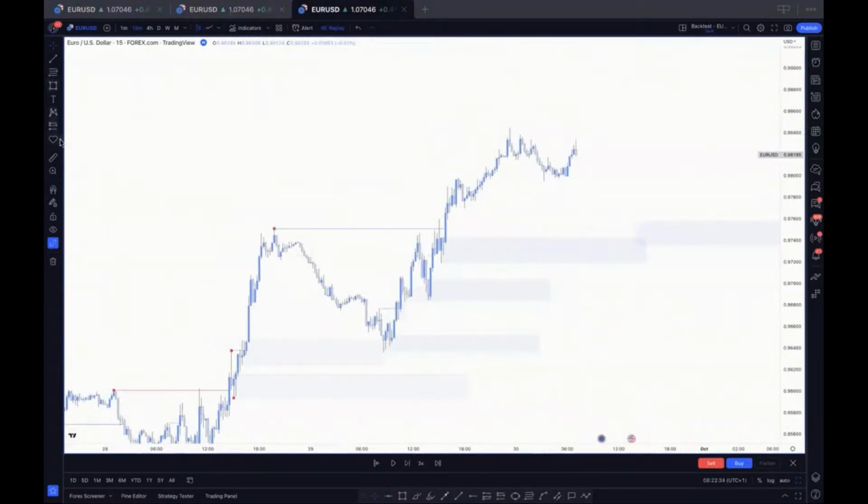So now let's also draw our higher high. So you can see that this low was the low that took out our swing structure. Let's draw our swing structure rather, I meant.